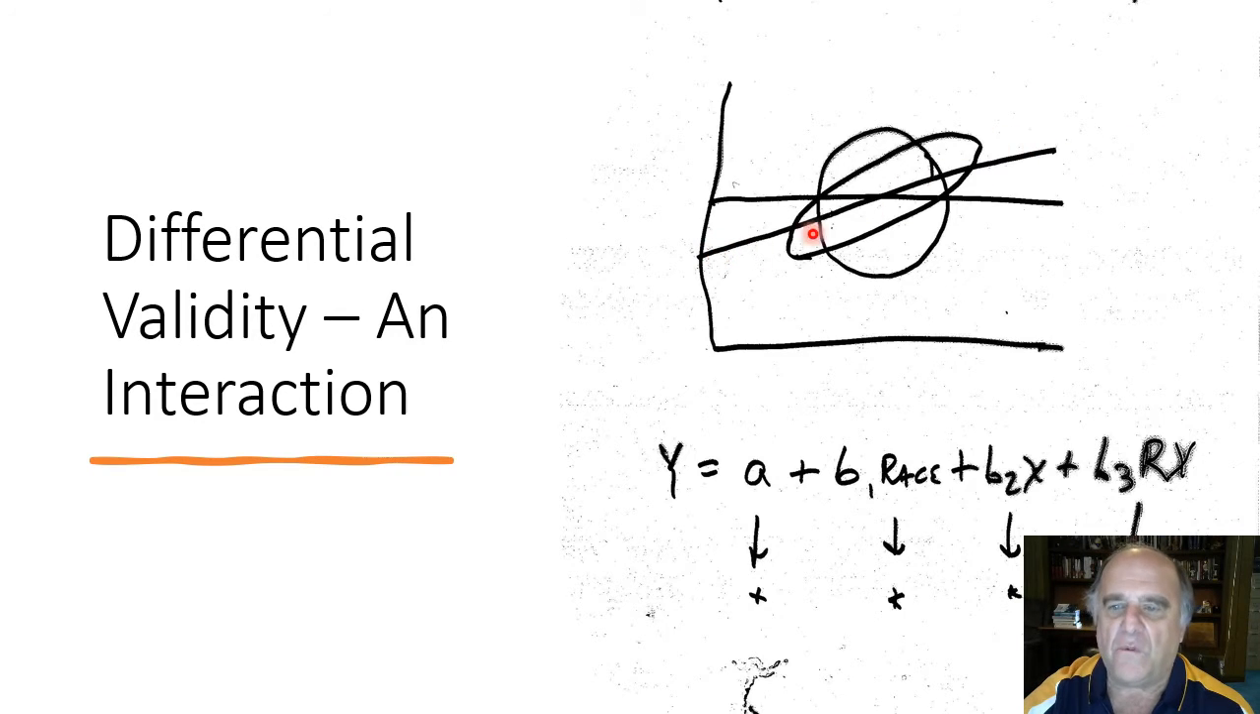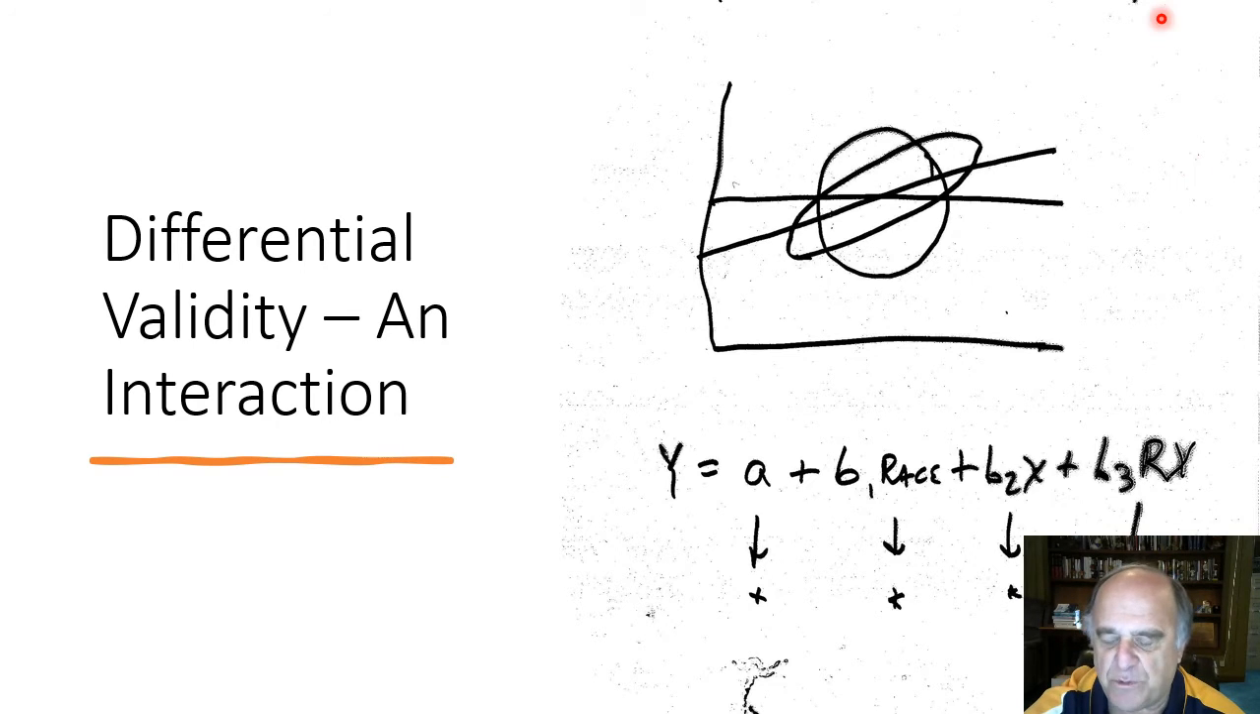This would be what's often hypothesized to be the line associated with white Americans. The test is valid when taken or administered to white Americans. This would be the line for African Americans. The test is not valid when administered to African Americans. That's the common differential validity hypothesis.